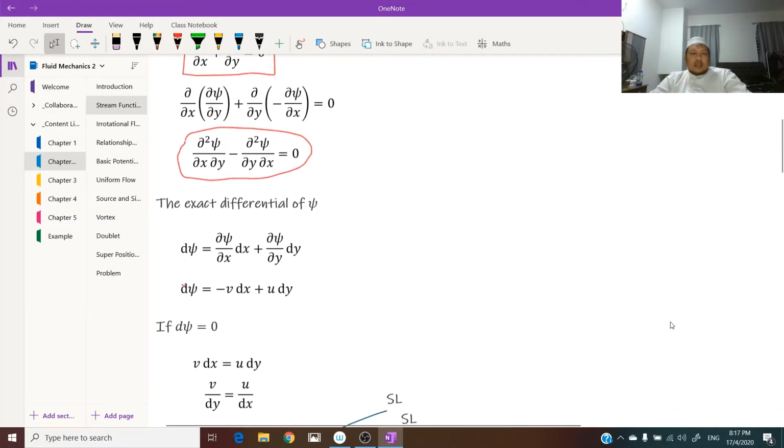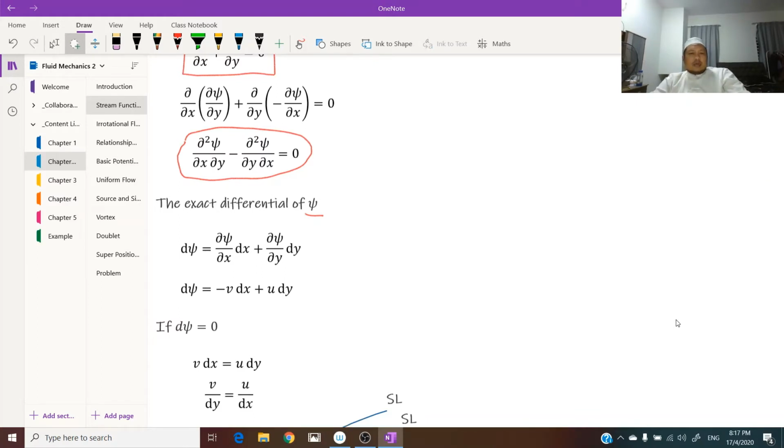Okay, the exact differential of this psi: dpsi equals ∂psi/∂x multiplied by dx, plus ∂psi/∂y multiplied by dy. So we know that the psi is given by this equation.